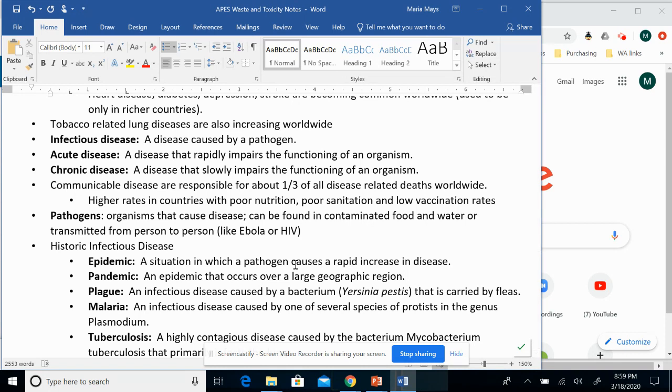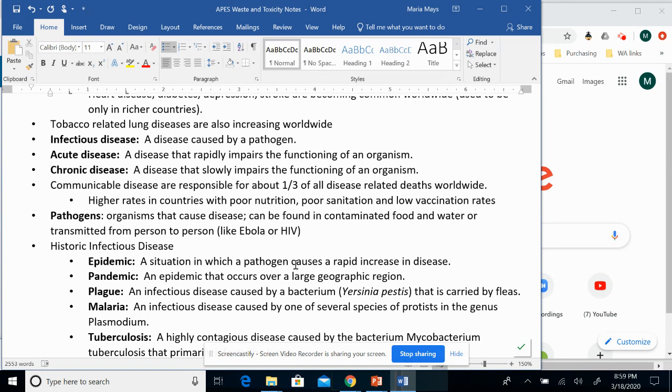So diseases that result in death, about a third of them are from communicable diseases, and the other two-thirds are going to be diseases that are non-communicable. So diseases caused by poor diet, or diseases caused by genetics, things like that, or toxins. There are higher rates in countries with poor nutrition, poor sanitation, and low vaccination.